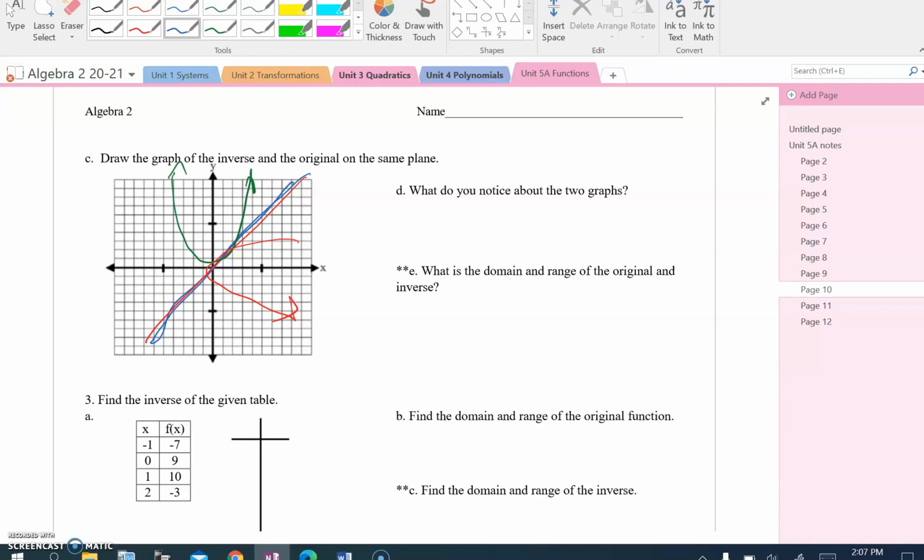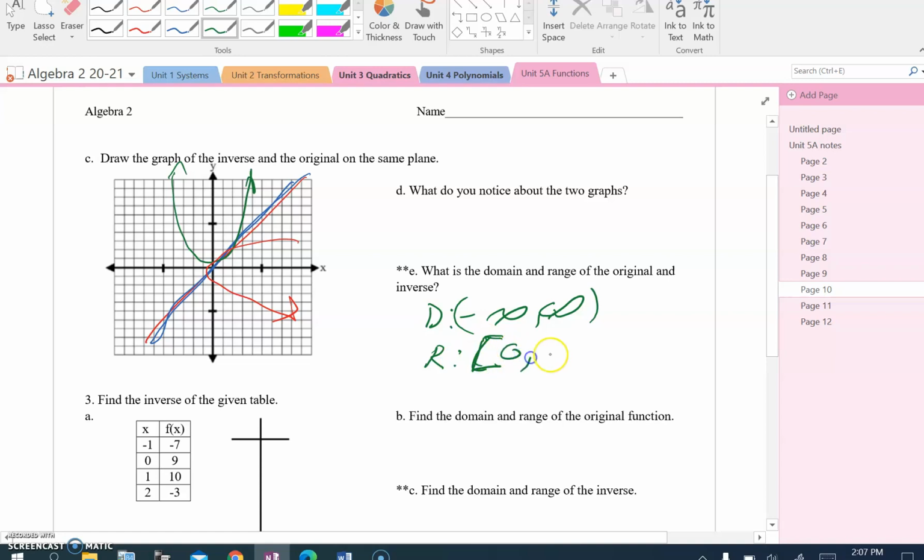So the green domain and range, the domain would have been negative infinity to positive infinity, meaning I could have used any x's, and they're eventually going to go, even though they look like they just kind of go up, they're eventually going to go left and right to infinity. So the range, a little different though, the range went from 0 to positive infinity.